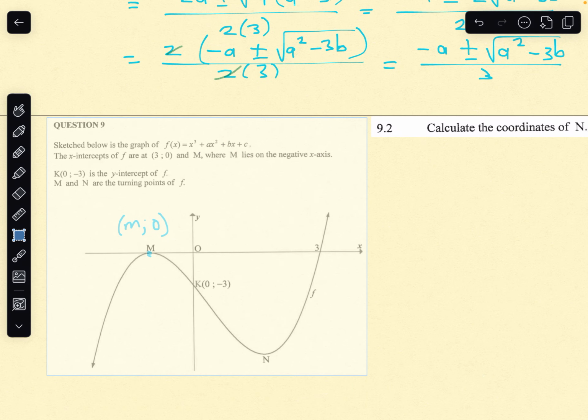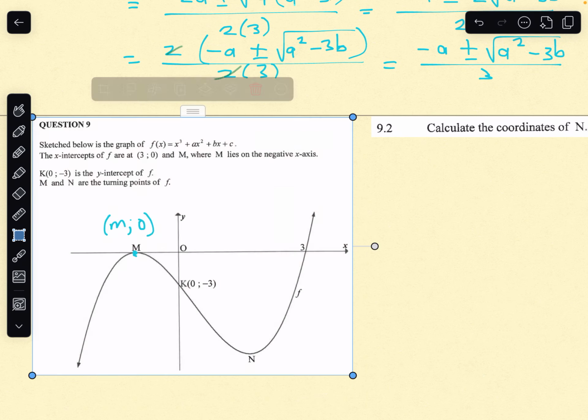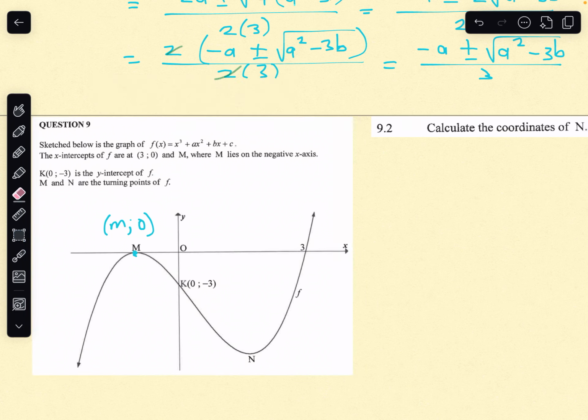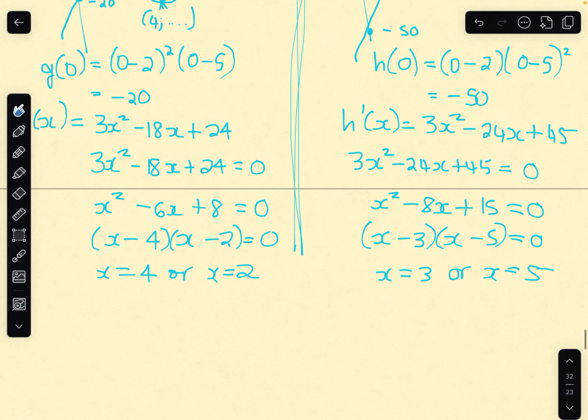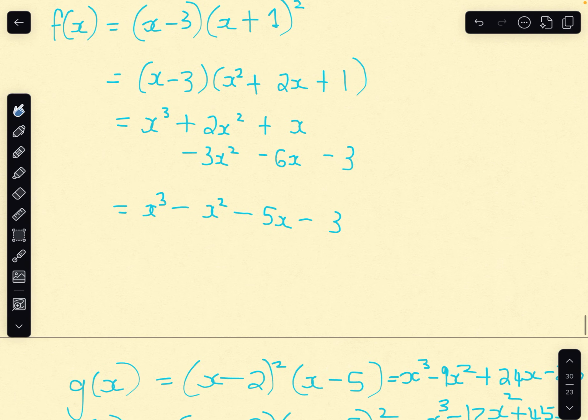Okay, so here we are next. Right, and we have now discovered that our m is minus 1. Okay, and we also know that our function is x squared minus something else, this guy.